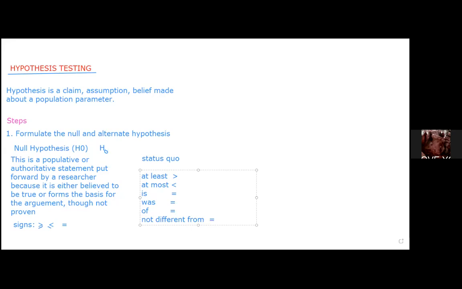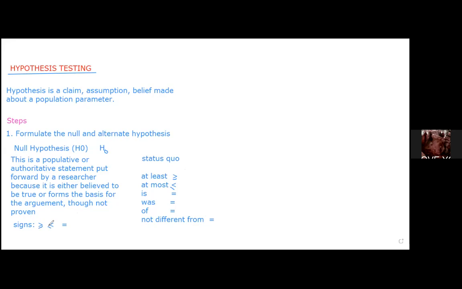These words are not exhaustive. If I say they are not exhaustive, it means that there are more. You will see them as we move forward. I cannot put all of them out of my head now. So these are certain words in English that correspond to signs like this. So at least is what? Greater than or equal to. At most is less than or equal to. Is equal to. Was is equal to. Of is equal to. Not different from is what? Is equal to. So when you are reading the claim and you see certain words like this, then you know that, oh, if I see at least in the claim, then at least corresponds to greater than or equal to. They know that greater than or equal to should be in the H0.